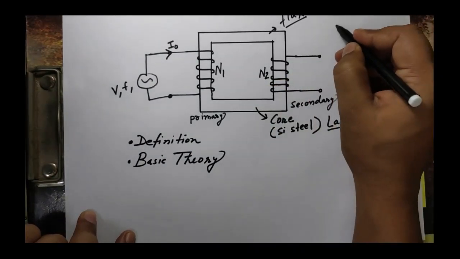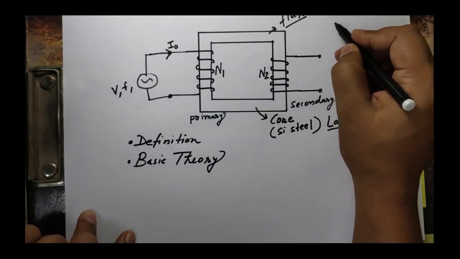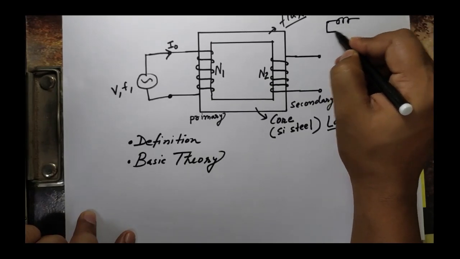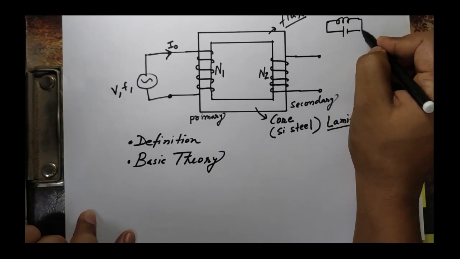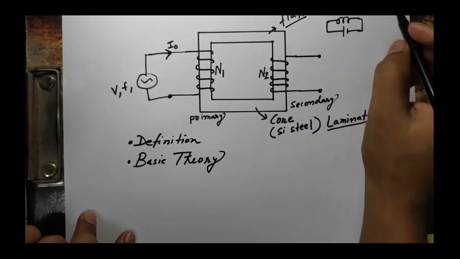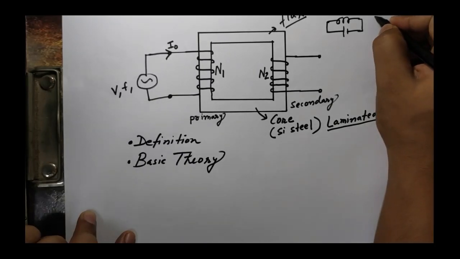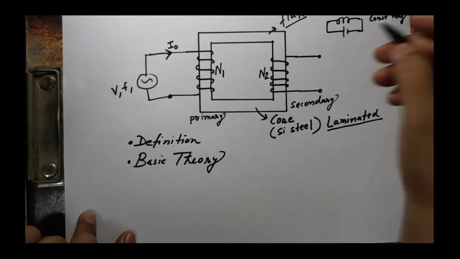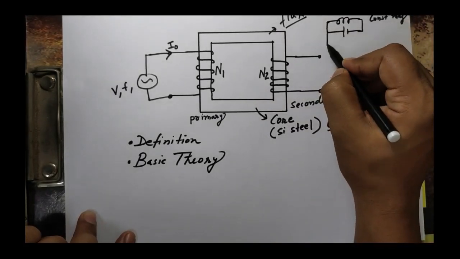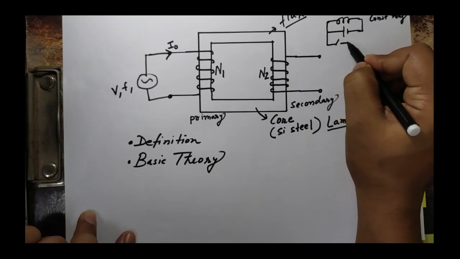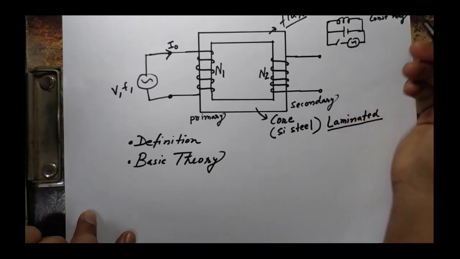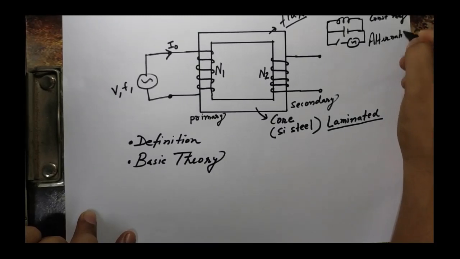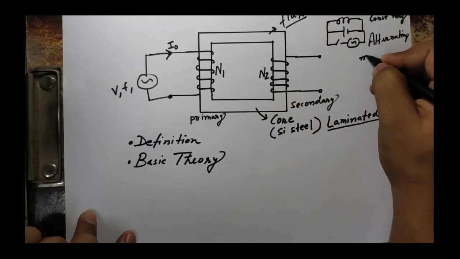We know this concept that if you give DC supply to a coil, say this is a coil and we are giving DC supply, what kind of magnetic field will be generated? It will be a constant magnetic field, right? And if instead of DC we are giving AC supply, what will happen? It will develop an alternating magnetic field.